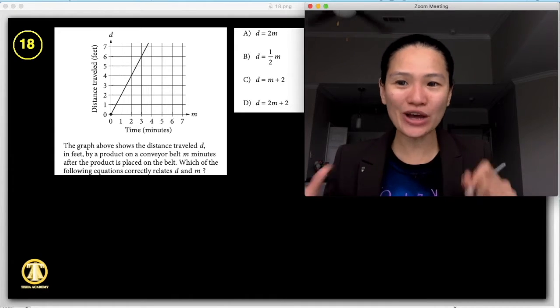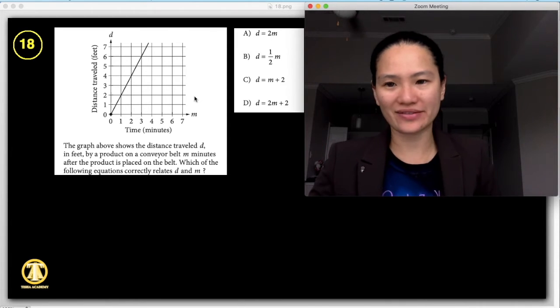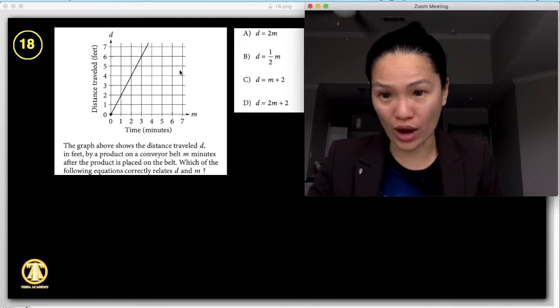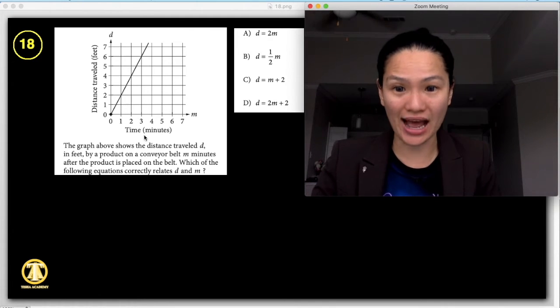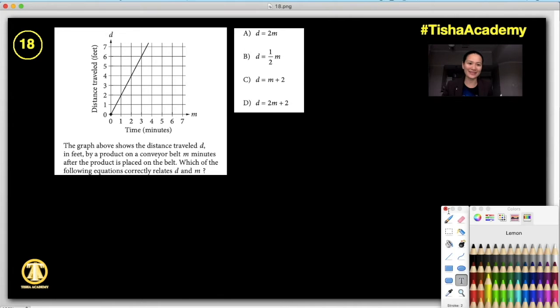Okay guys, welcome back to number 18. Number 18, you can see that this one does look like the graph between distance and time. Okay, let's analyze the question together step by step.